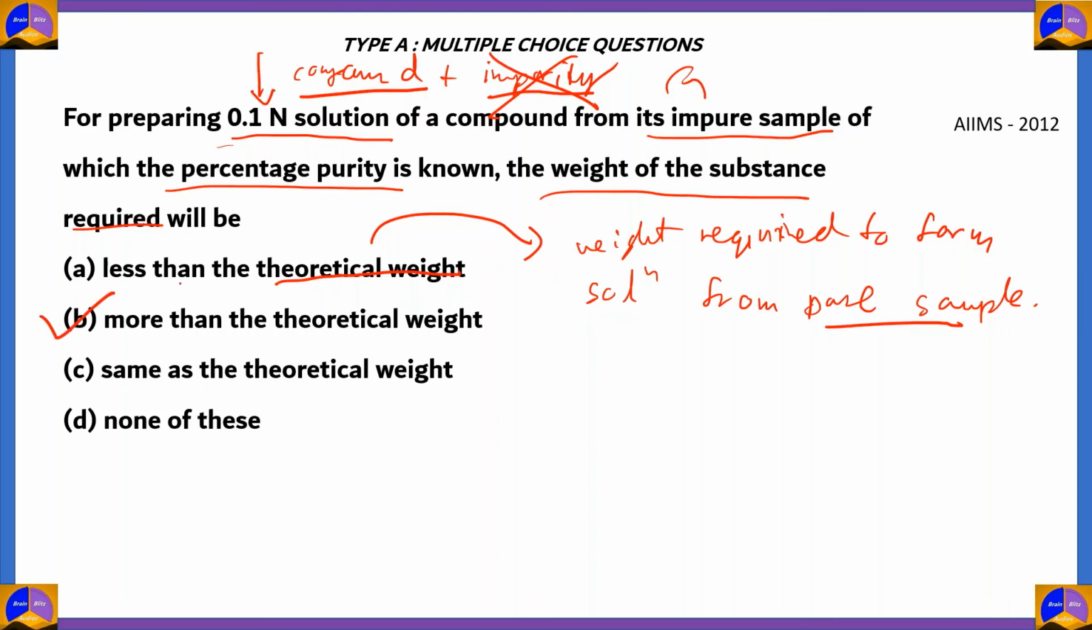If it's less, then the normality of the solution will still be less. And if it's the same, also the same scenario. So options A, C, and D are incorrect, and option B is the right answer, simply because there is an impurity in that sample, and the impurity does not go into the solution to form 0.1 normal solution of that compound. So therefore, option B, more than the theoretical weight, is the right answer.